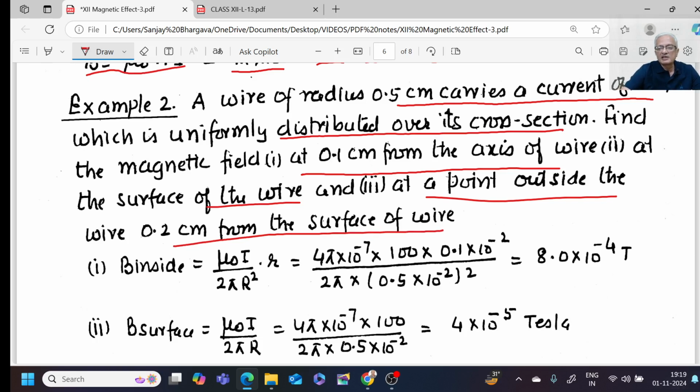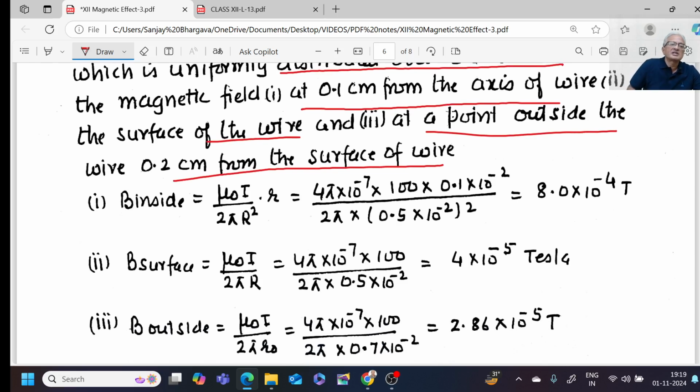So when I say magnetic field inside, the relation says mu 0 I upon 2 pi R square into ri. So it would be 4 pi into 10 raised to power minus 7. The strength of the current is 100 and the distance ri is 0.1 centimeter. So 0.1 into 10 raised to power minus 2 meter upon 2 pi, and the radius is given as 0.5 into 10 raised to power minus 2, and its whole square. The calculation gives me the strength of the magnetic field inside as 8.0 into 10 raised to power minus 4 Tesla. Can be written as 0.8 into 10 raised to power minus 5 Tesla.